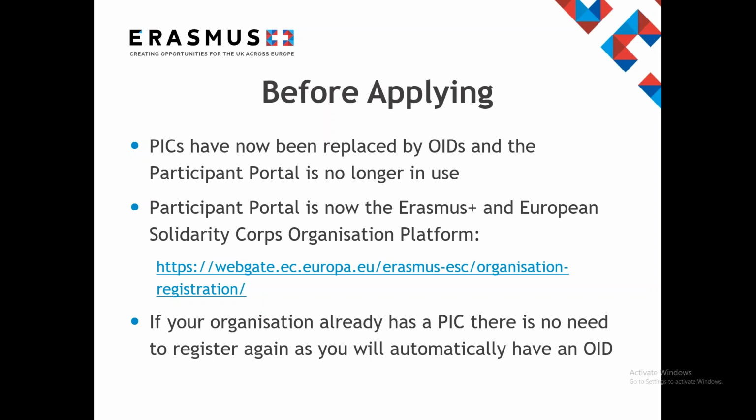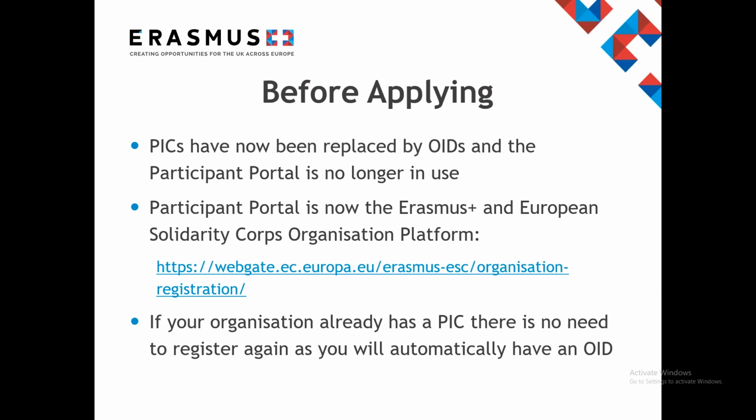Since October 2019, organizations participating or wishing to participate in the Erasmus Plus or European Solidarity Corps action managed by national agencies have had to manage their organization's information through a new registration system. This new Erasmus Plus and European Solidarity Corps organization platform makes it easier for organizations to register and participate with less information requested as part of the registration process.